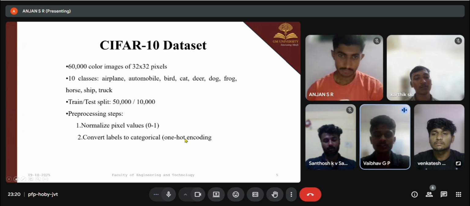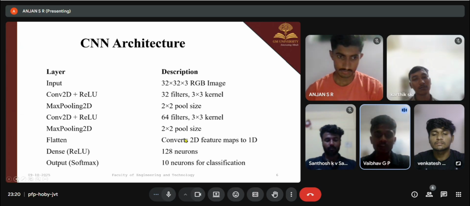Before feeding images to the CNN, we applied basic preprocessing steps, namely normalization, which scales pixel values between 0 and 1 to ensure uniform input, and label encoding, which converts class labels into categorical form for multi-class classification. Overall, CIFAR 10 provides a balanced and challenging dataset for testing the efficiency of deep learning models like CNNs.